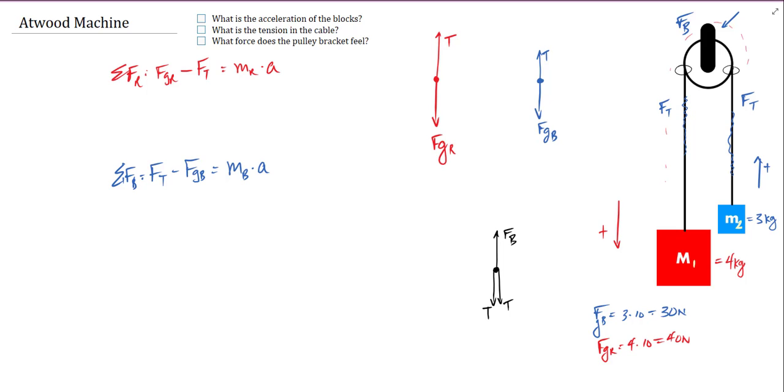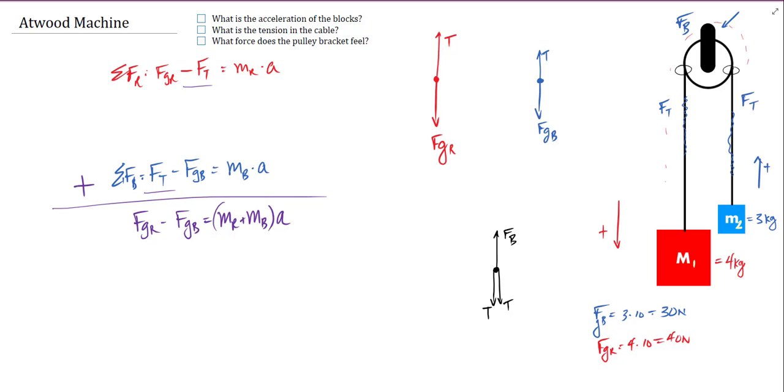But now, as I look at this, something nice is going to happen. If I look at these two equations, we did a little trick before. I'm going to add these. And notice what happens: up here I have a minus tension, and down here I have a plus tension. They're going to cancel each other out. So the total ends up being FGR minus FGB, and that equals the masses added together, mr plus mb, times the acceleration.